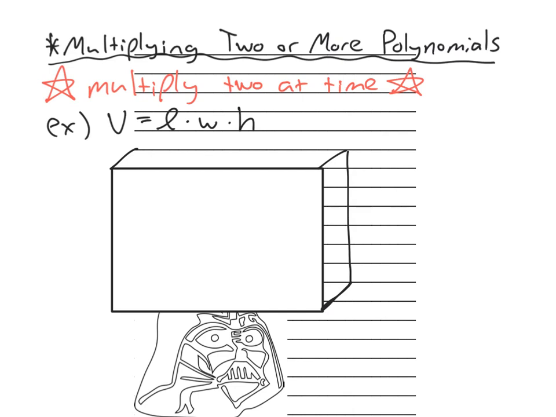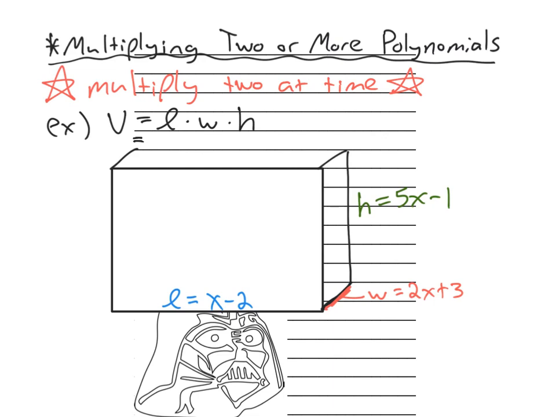I'm going to say the length down here, length is going to be x minus 2. Let's make this width right here 2x plus 3. And then the height, that'll be from this side right here. Make that one equal to 5x minus 1. So we're going to multiply all 3 of those binomials to find the volume.